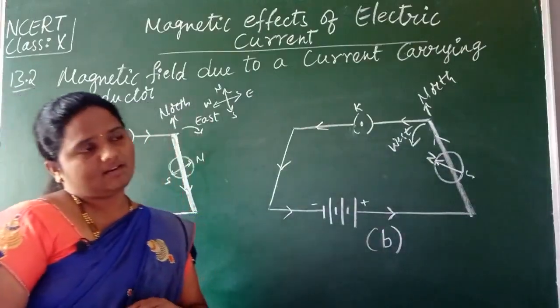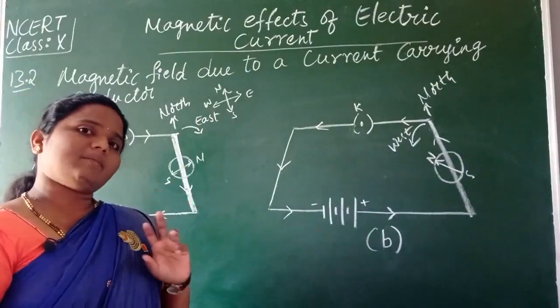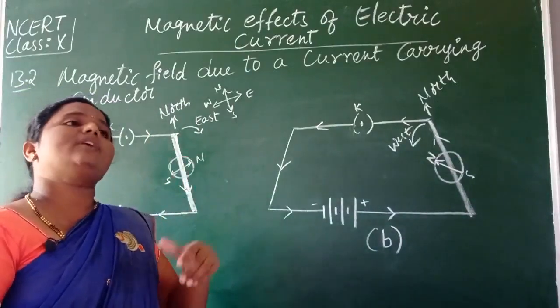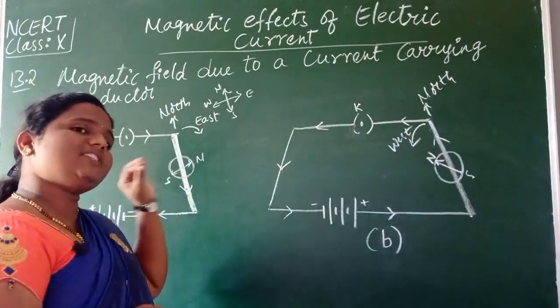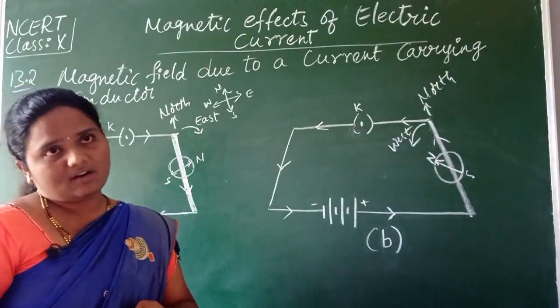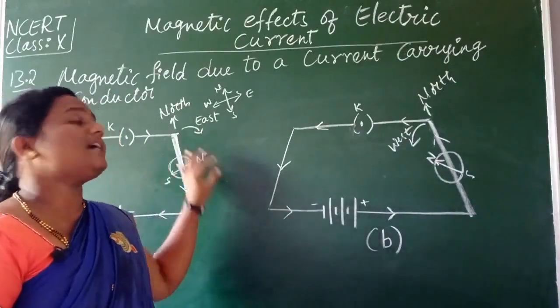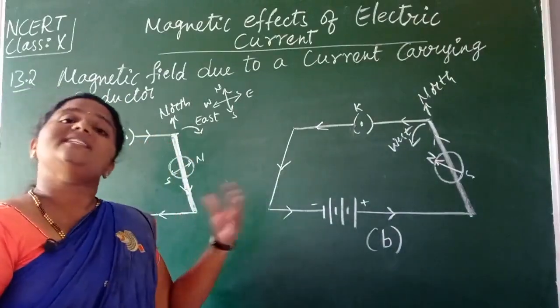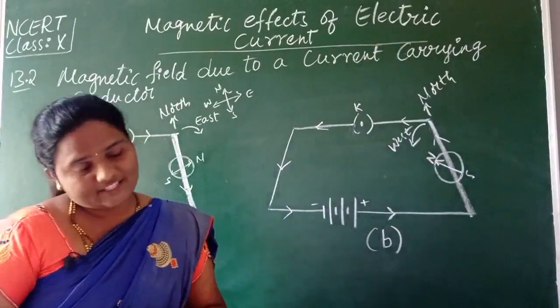Children, as I said earlier, what does conductor mean here? It is nothing but a material. You can take it as a metallic wire here. The material which allows current to pass through it is called a conductor. In all these activities, we are going to use a metallic wire as a conductor. So when I say conductor, you have to imagine it as a metallic wire, children.